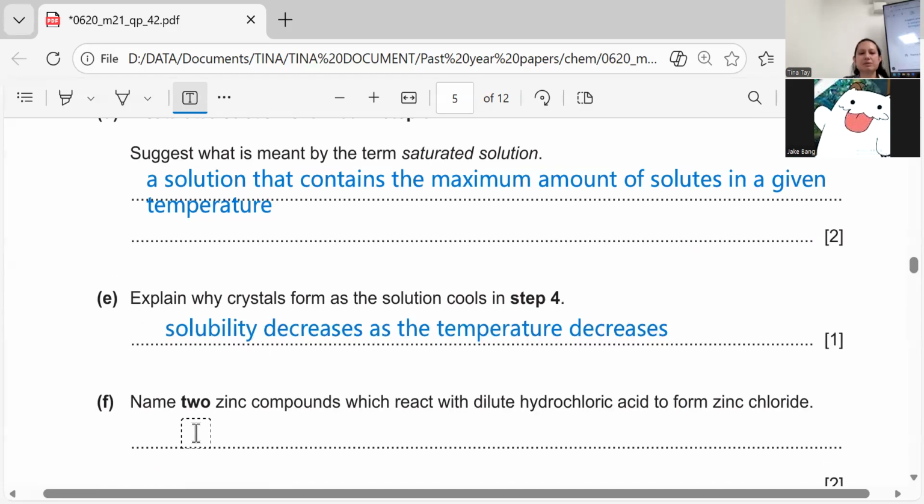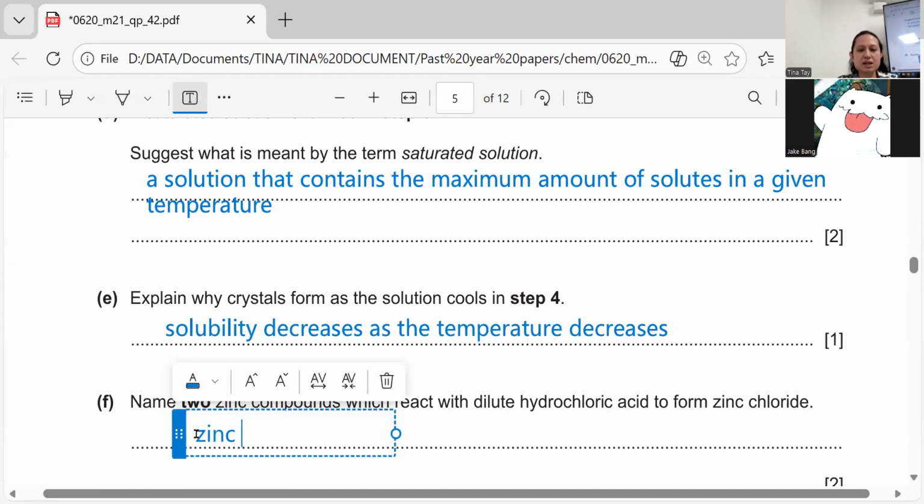Name two zinc compounds. Zinc oxide and zinc hydroxide. Zinc oxide. Carbonate.